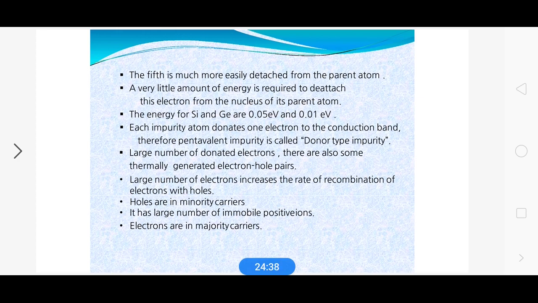So for silicon atoms it is 0.05 electron volts and for germanium 0.01 electron volts. Suppose phosphorus is added to a silicon crystal. Then the 5th electron can be detached by giving the energy 0.05 electron volts. And if the same phosphorus atom is added to the germanium crystal, then to detach the fifth electron from the outermost orbit, it requires 0.01 electron volts.